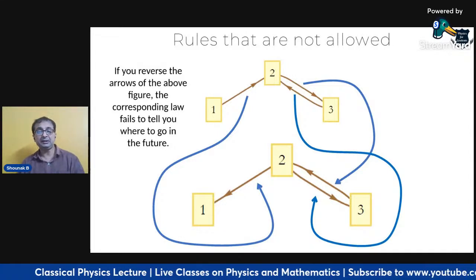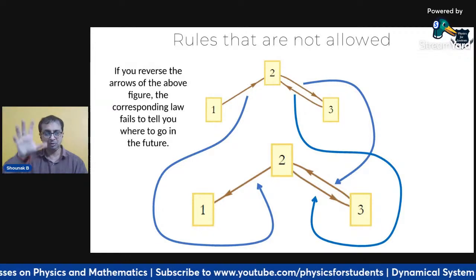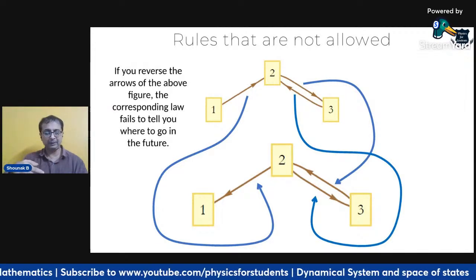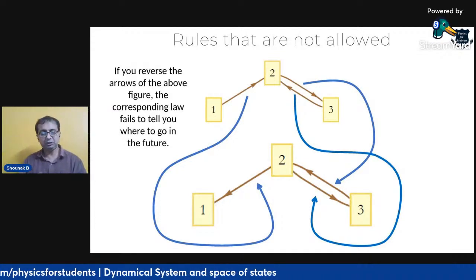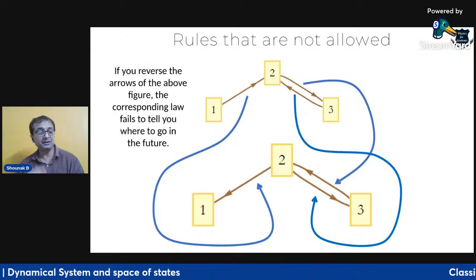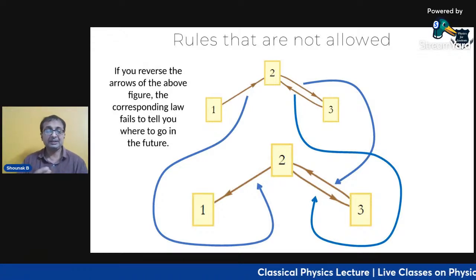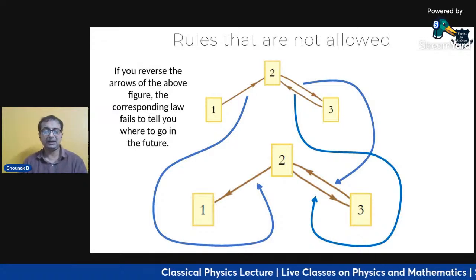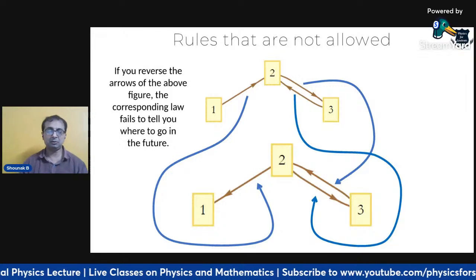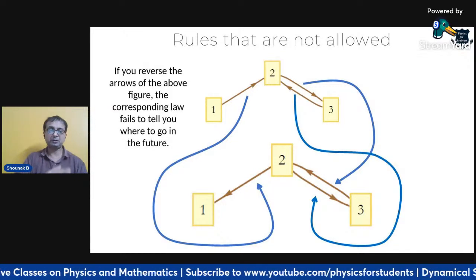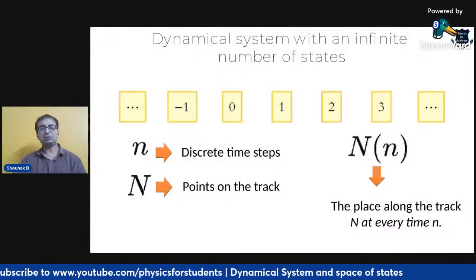Now here, if I reverse this one, that means the arrow which is going from 1 to 2 in the first figure, I make it 2 to 1, and from 2 to 3, I make it reverse, and from 3 to 2, I make it reverse. The point is that if I reverse the arrows, the law is going to fail. That means at point number 2, I know where my past is, that is point number 1. And from point 2, I can go to 3, and from point number 3 back to 2. So this is how things actually happen. And we can also get something which we know.